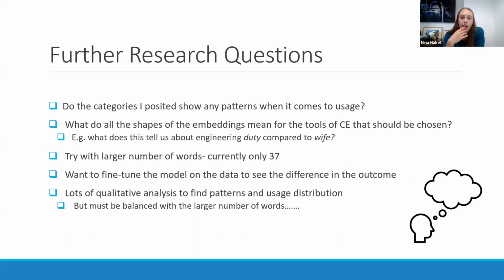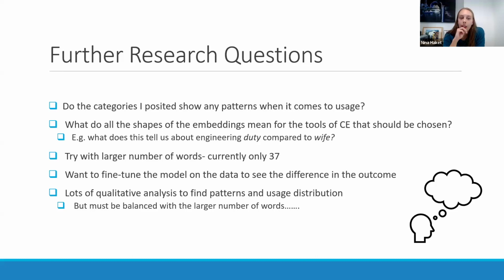One thing I would very much like to have a look at is the relationship between the categories I've posited in the first half of the talk and this kind of distribution that I've posited in the second. For example, do words that are mind-oriented versus world-oriented show very different patterns when it comes to their usage? And does this tell us anything about how we can conceptually engineer them?